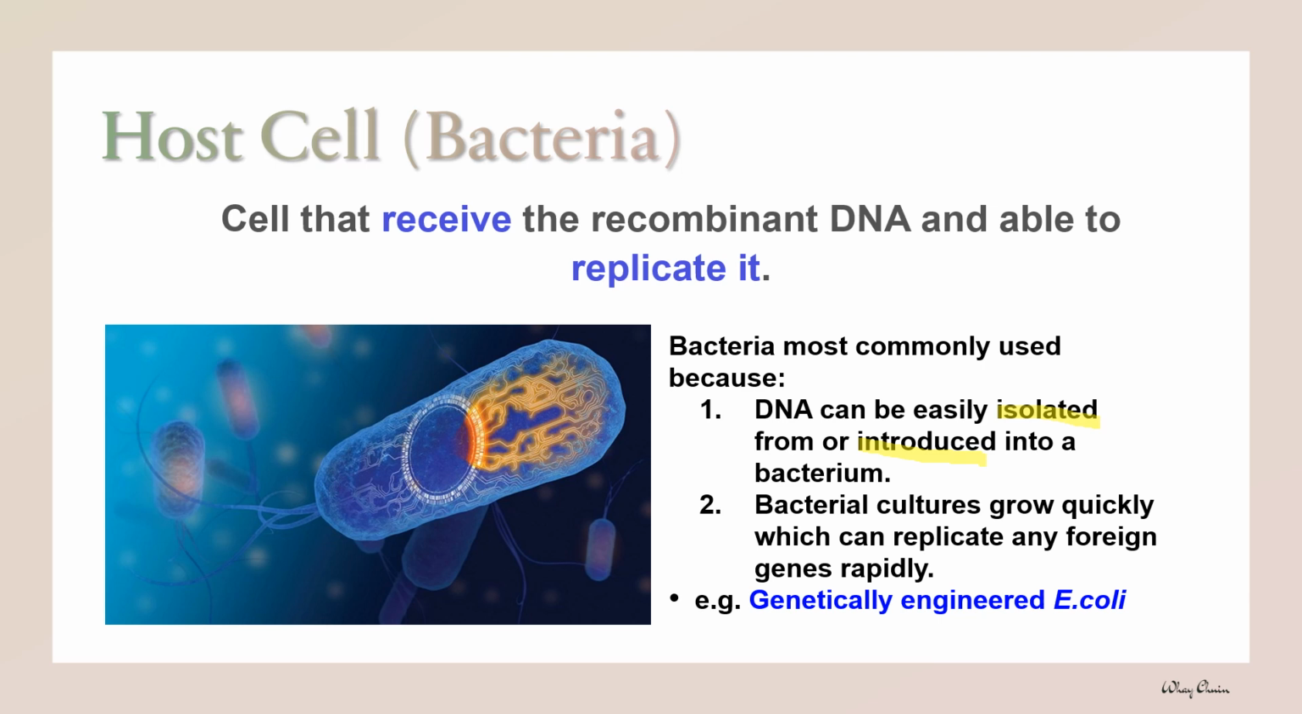And when this recombinant DNA is reintroduced back into the bacteria, they're able to undergo binary fission, which is a type of cell division where the bacteria can produce many copies of the DNA. So an example of the bacteria used as a host cell, which is the most common one, is still E. coli. So the E. coli that carries the recombinant DNA, we call it genetically engineered E. coli.